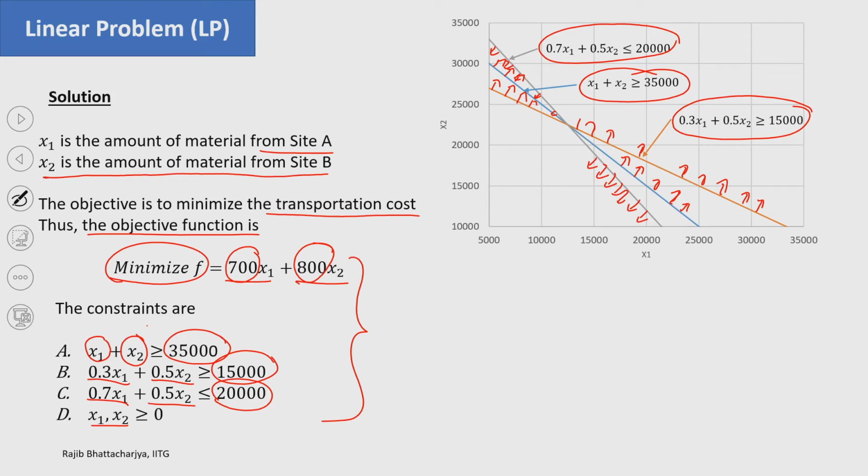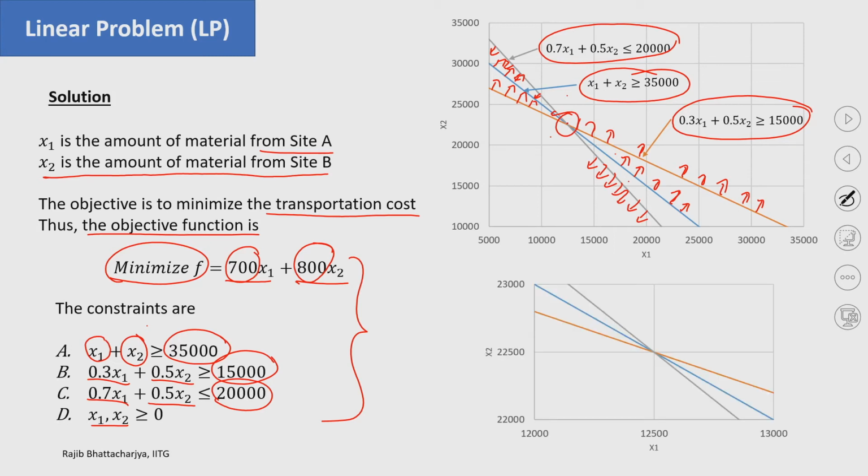In this case, the solution is somewhere here, because any solution here will be infeasible, any solution on the other side will be infeasible, and here also it is infeasible. Only this solution is a feasible solution, which will satisfy all these constraints. If I look at a close view of this particular point, you can see that this is the point where all these three constraints, or you can say 4 constraints, including the non-negativity constraint, meet.